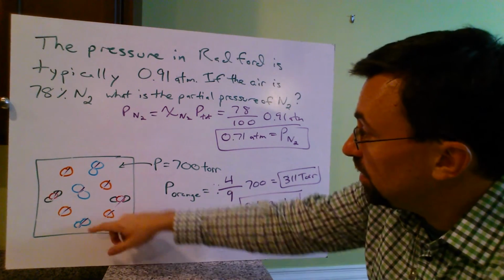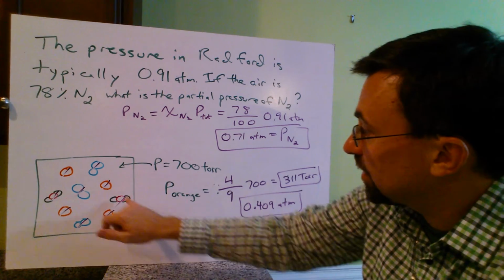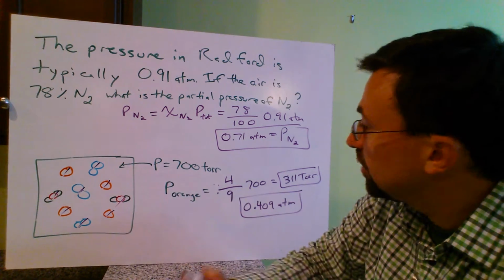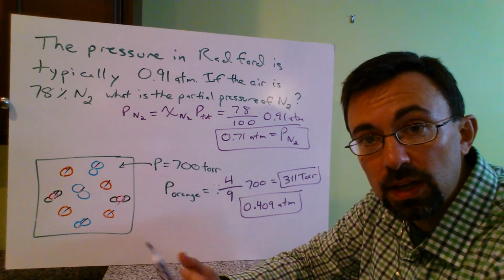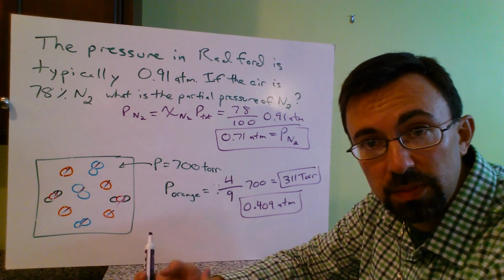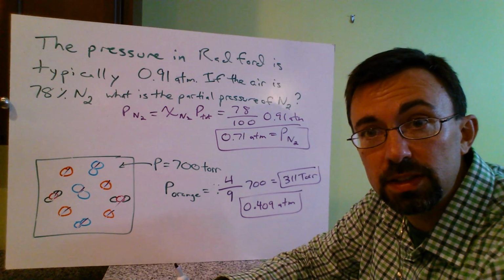If you're looking at the blue, it would be 3 over 9, and if you're looking at the little pink and green, it would be 2 over 9 times the total pressure. So that's generally how you use this. I want to look at this a little bit more seriously, where we're looking at the whole PV equals nRT, on the next video.